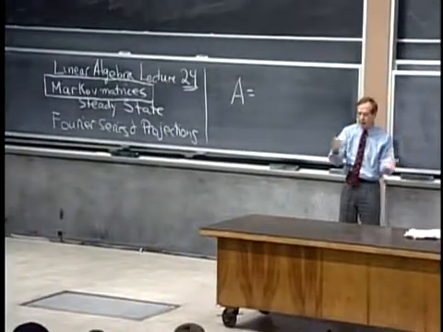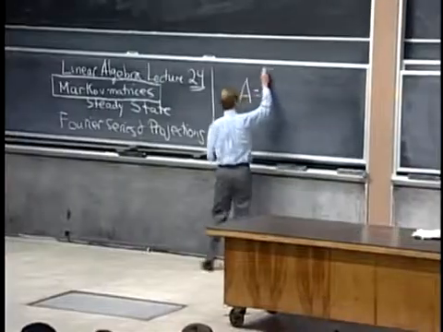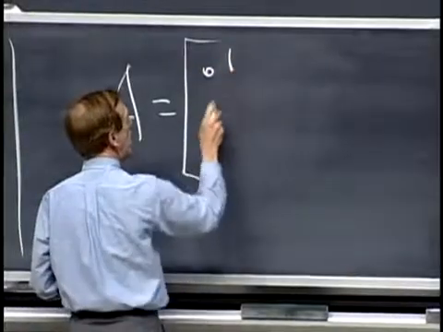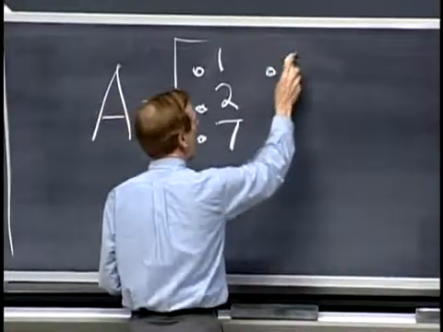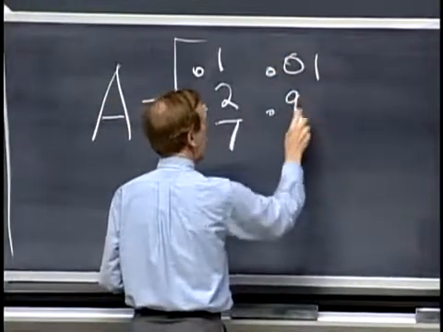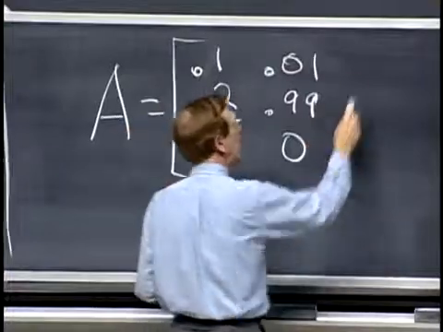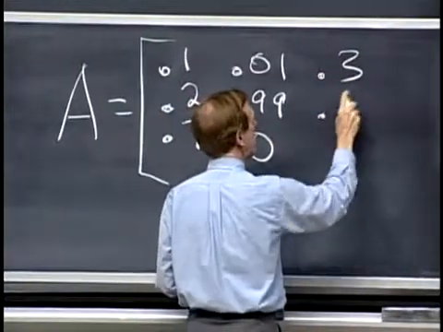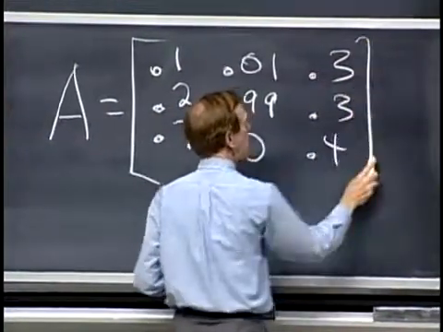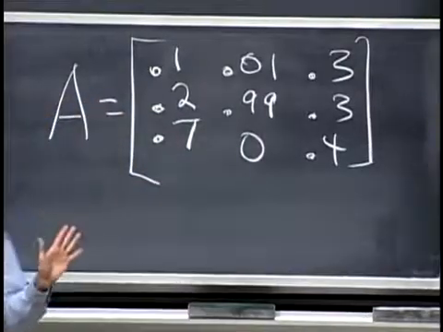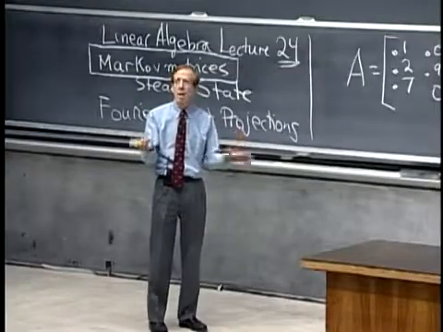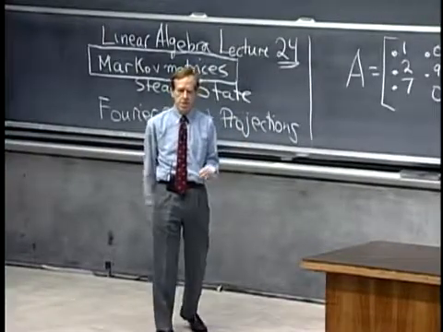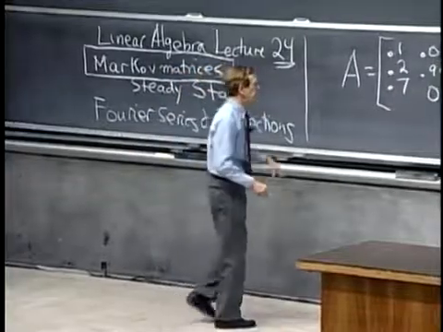Can I just write down a typical Markov matrix, say 0.1, 0.2, 0.7; 0.01, 0.99, 0; and 0.3, 0.3, 0.4. Okay, there's a totally just invented Markov matrix. What makes it a Markov matrix? Two properties that this matrix has.